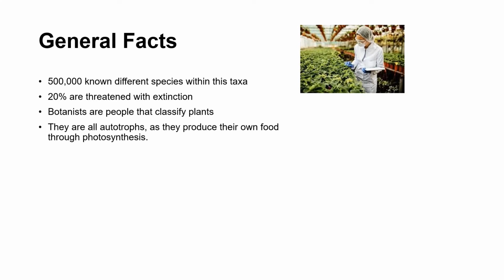There are 500,000 different species of plants. 1/5 are threatened with extinction, primarily caused by human activity and climate change. Botanists are people that classify plants. All plants produce their own food through photosynthesis, and this makes them autotrophs.